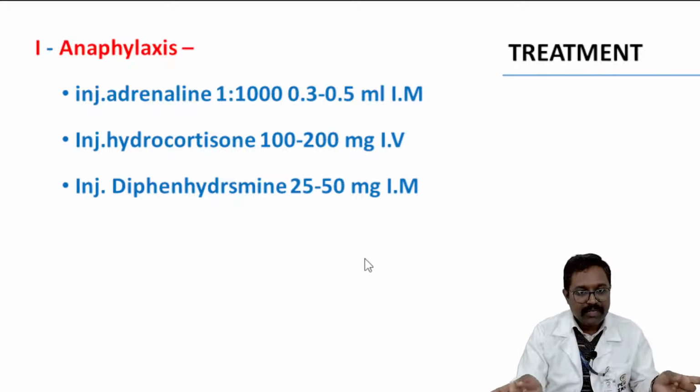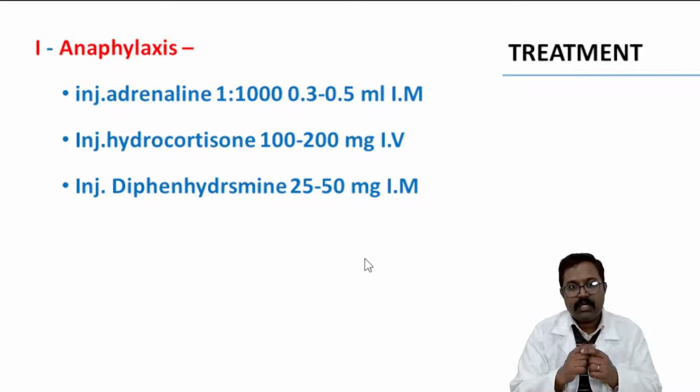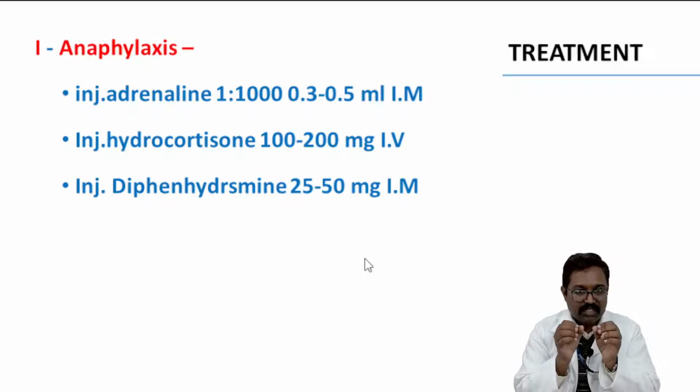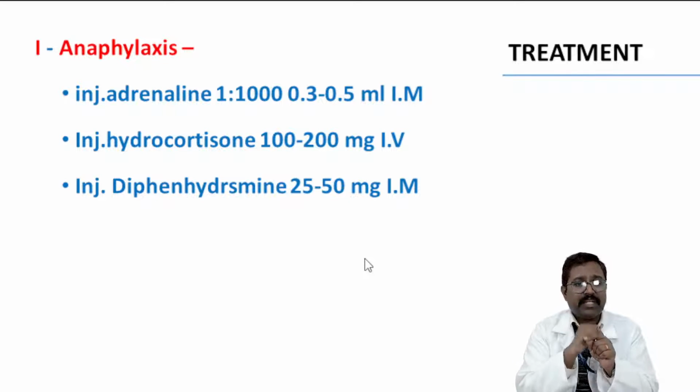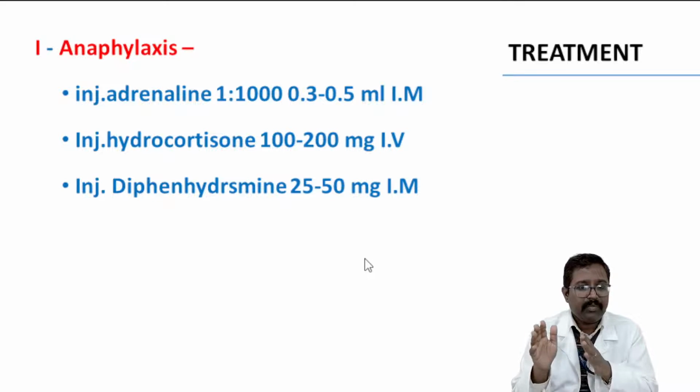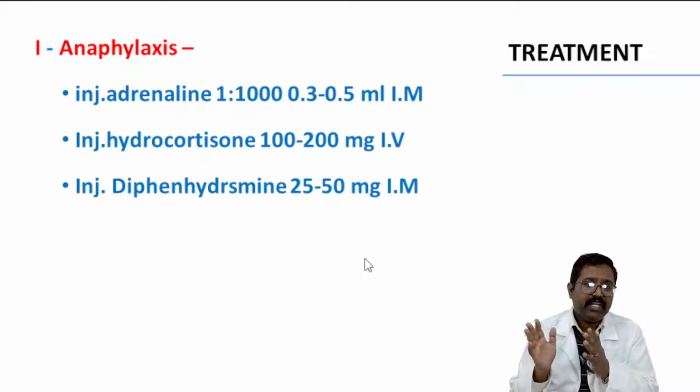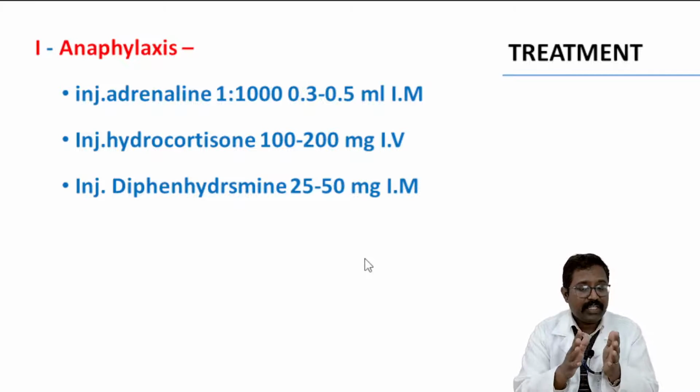Why not subcutaneous? Already when a patient is in shock, what happens to the peripheral vasculature? The peripheral vasculature will be constricted. So even if you give the drug through the subcutaneous route, it takes a very long time to reach the systemic circulation, and we lose the opportunity to save the patient. So you need to give it through the intramuscular route. It will go into the systemic circulation very quickly, and the dose has to be 1:1000.